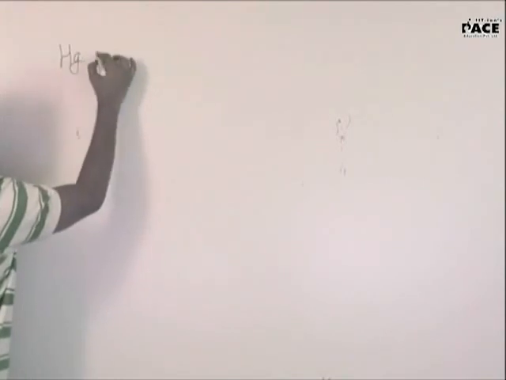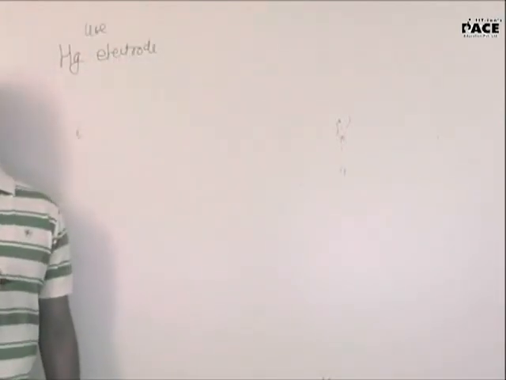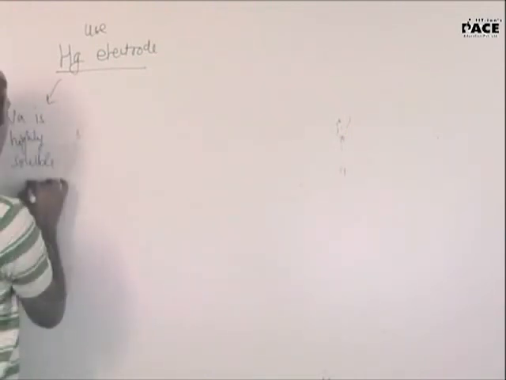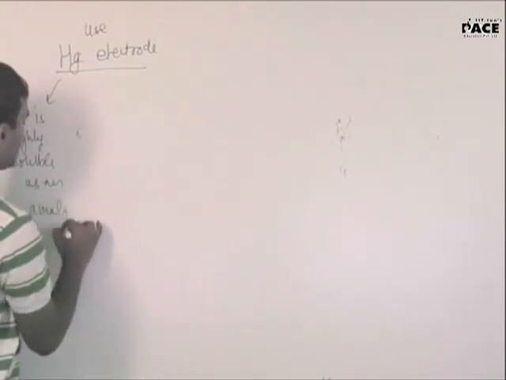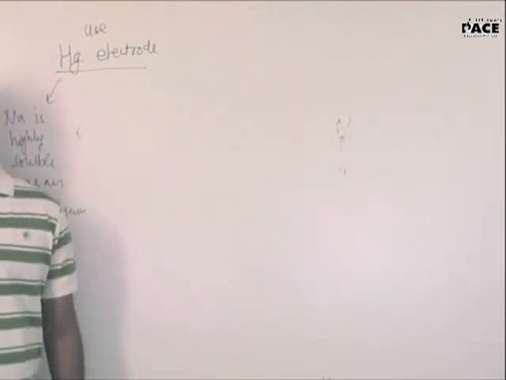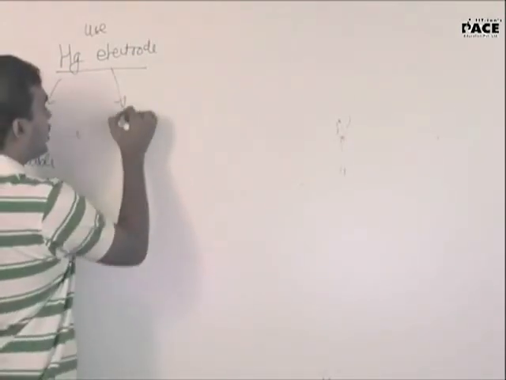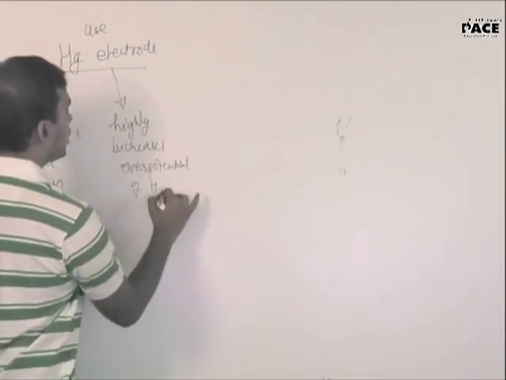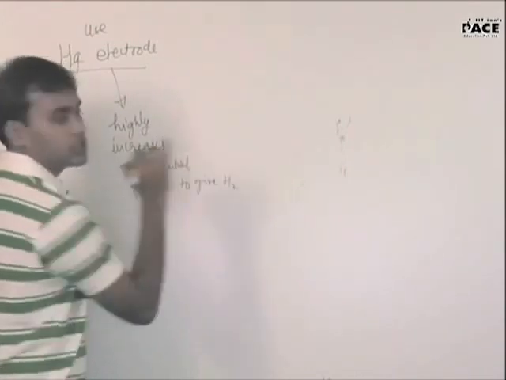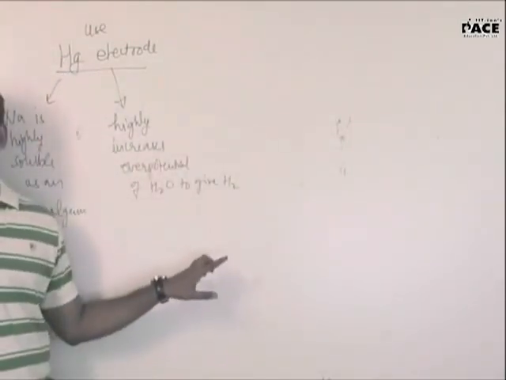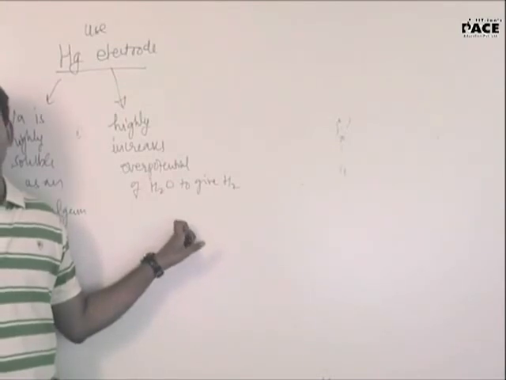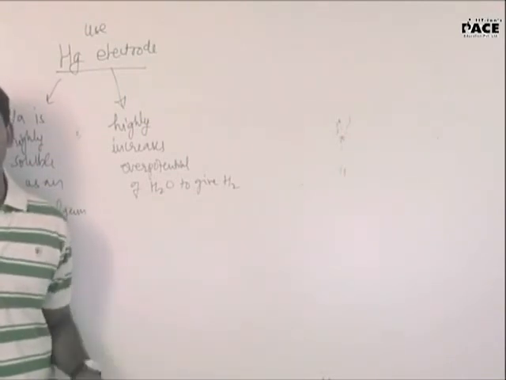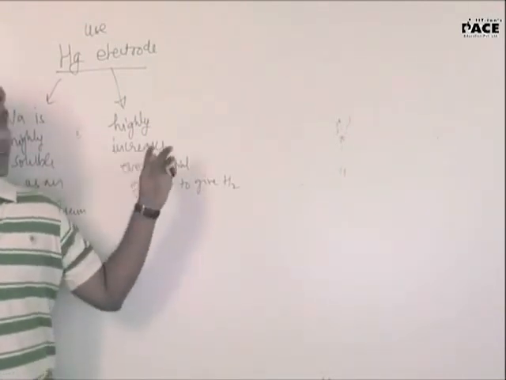Use a mercury electrode. So what will mercury do? Firstly, sodium is highly soluble in mercury as an amalgam. What is amalgam? An alloy of metal and mercury. And secondly, the mercury electrode highly increases the over potential of water to give hydrogen. So now the other reaction's E0 will be much less because over potential is increased. So I have to apply a potential which will be much greater than what is actually calculated. So this is a solution. But then again it has its own implications.